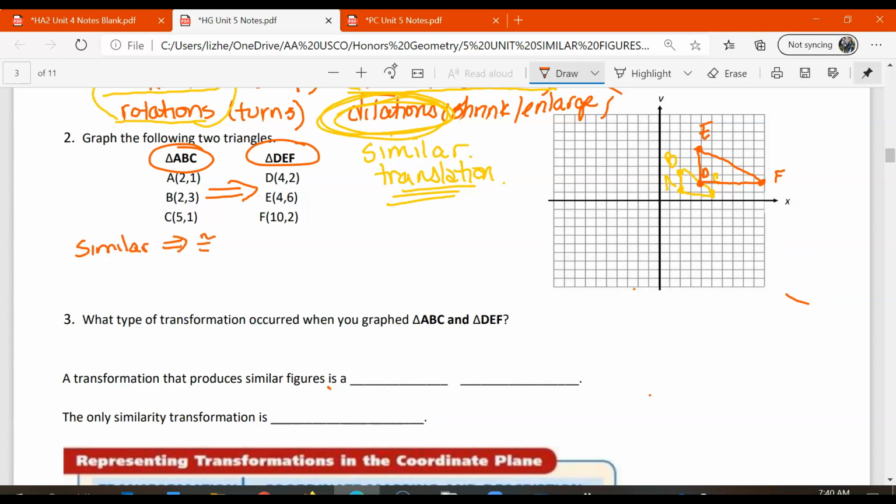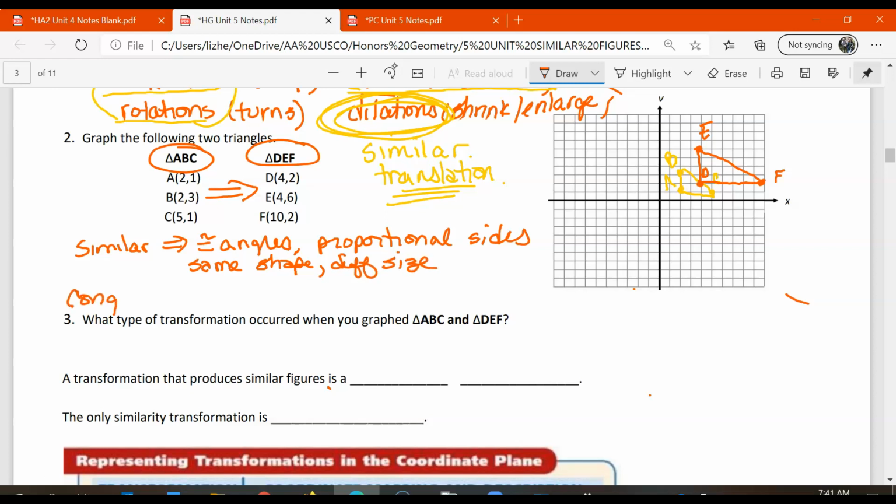Just a reminder, similar means congruent angles, proportional sides. Similar means same shape, from the angles, different size. Whereas congruent from last unit means congruent angles and congruent sides. Everything the same. So you have to keep these separate.